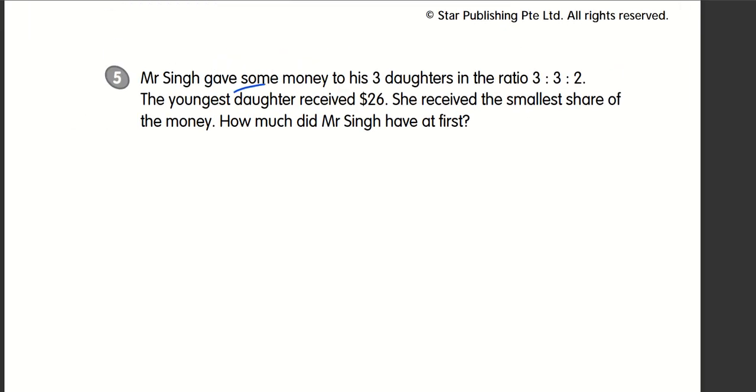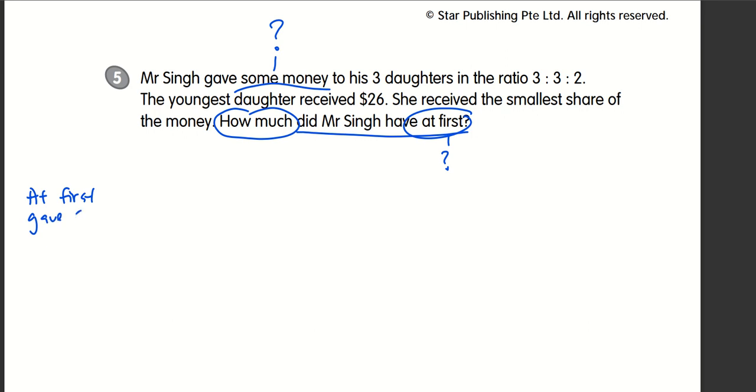Okay, some money, that means that's the first unknown. How much did Mr. Singh have at first? This points out to the very first part. That means how much did he give these 3 daughters? At first, this is the amount of money that he's going to give to the children. So in other words, you are looking for this amount, and that will probably be the total of what's given.